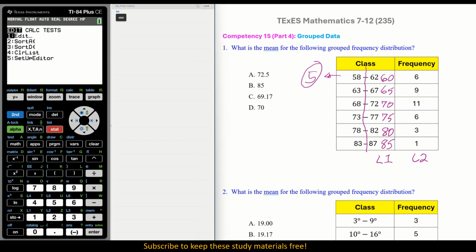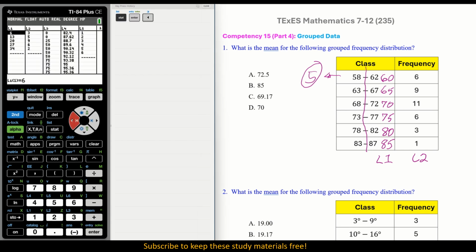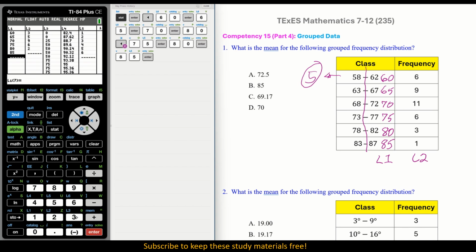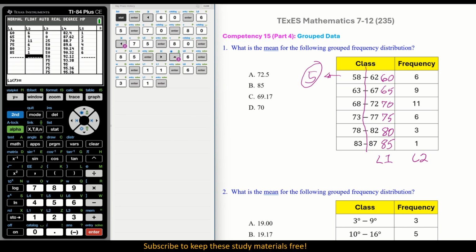Okay, so stat, and we enter, and we go over, and we need to go down by 5, starting with 60. 60, enter, 65, enter, 70, 75, then 80, and 85. Now we go over, and let's type over this. 6, enter, 9, enter, and then 11, and 6, and 3, and 1. And it looks like we got them all in correctly.